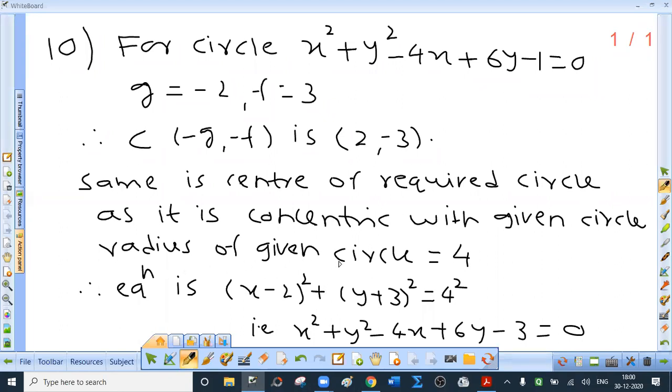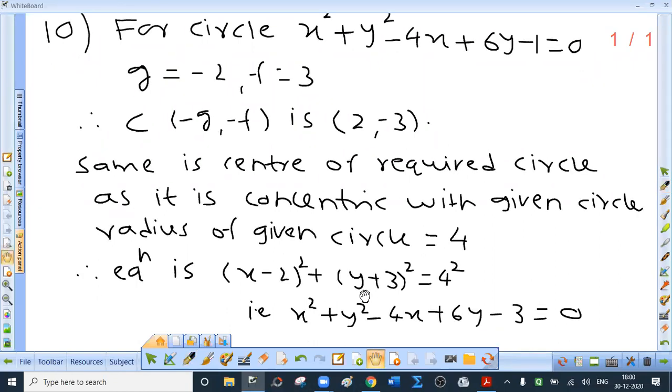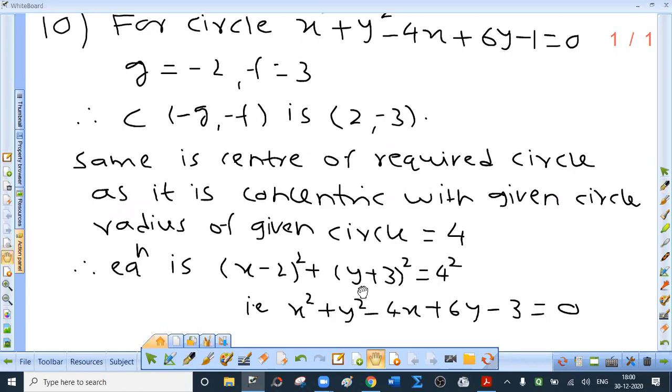The radius of the required circle is given to be 4. So use the center-radius form to get the equation of the circle as (x minus 2) square plus (y plus 3) square equal to 4 square. On simplification, it is x square plus y square minus 4x plus 6y minus 3 equal to 0.